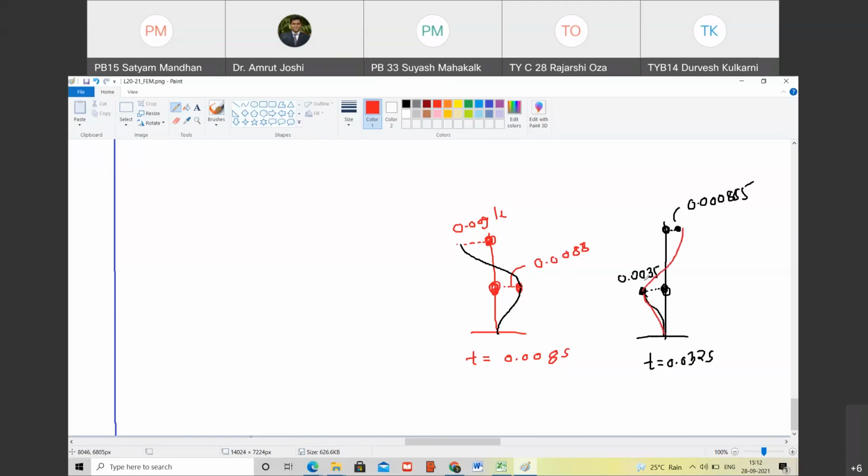Are you with me? Yes, sir. So therefore, you have to understand that at various instances of time, you are going to have different deformed shapes, and that entire visualization is possible if we just program it. So you can see the evolution of deformed shapes as time evolves. Are you with me?